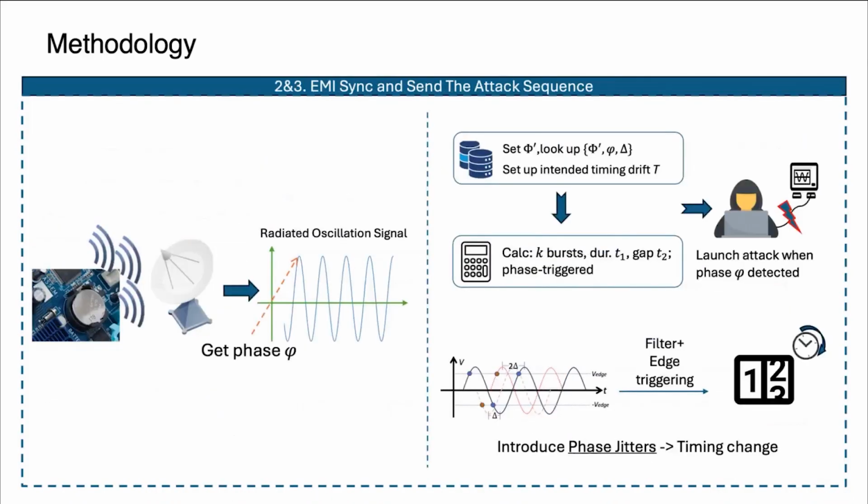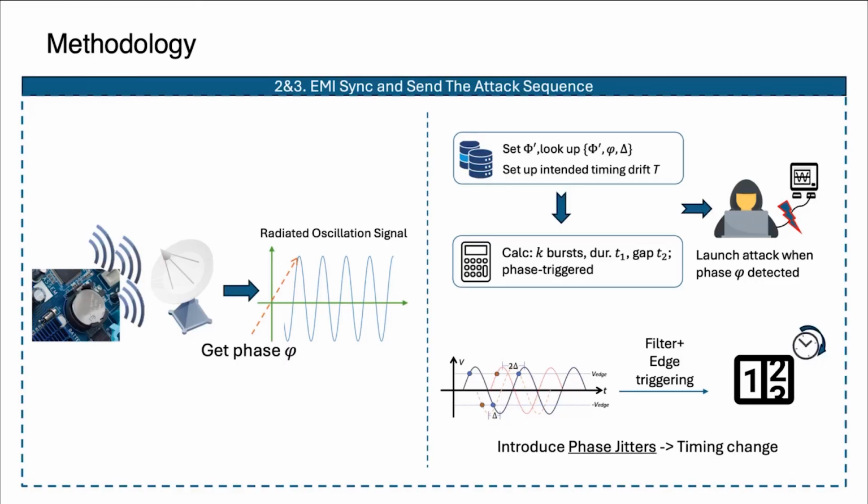Because the attacker previously tested the phase jitter under different attack parameters, during a real attack, the attacker can passively log into the RTC with a small H-field probe and estimate the instantaneous phase of the crystal oscillation. If the target time drift is T, we look up phi and the per-burst jitter delta from the table, then compute the plan: the number of bursts K, burst duration T1, and the interburst gap T2.